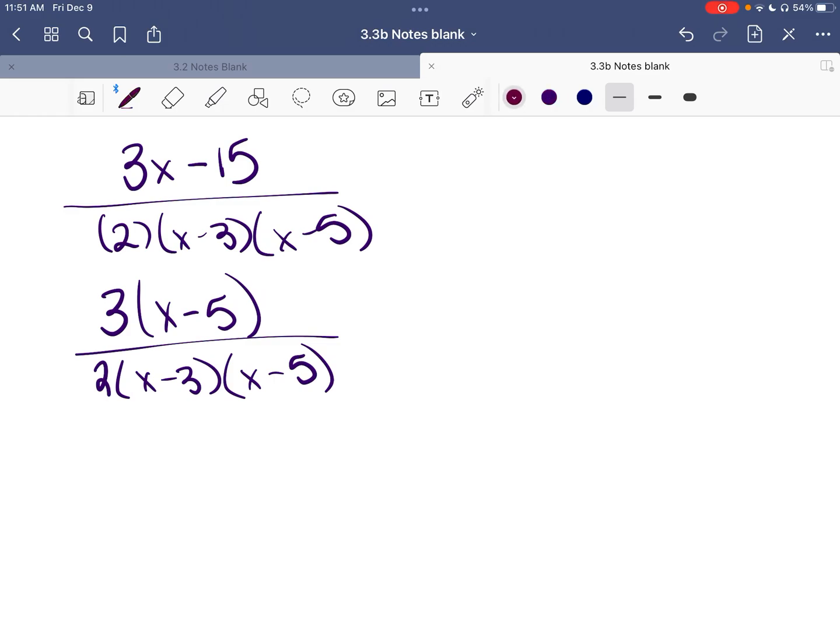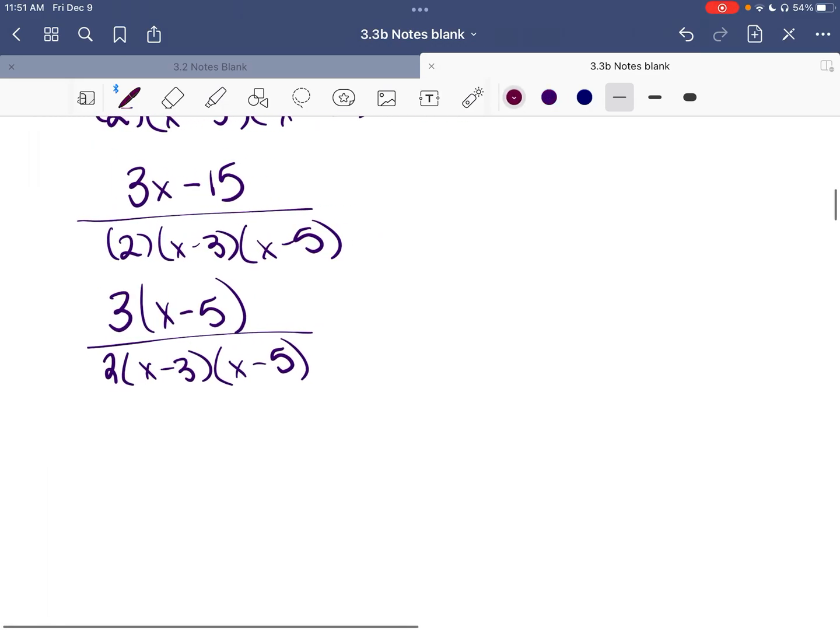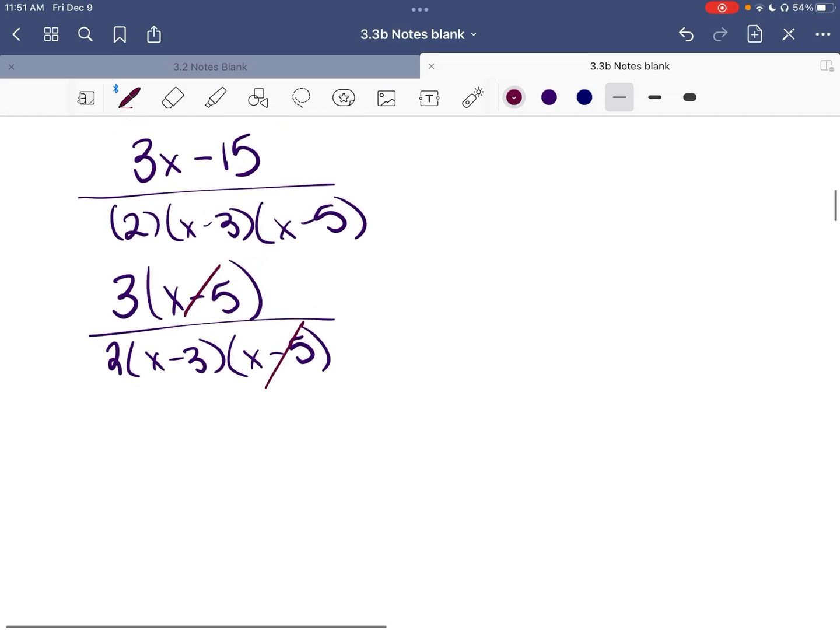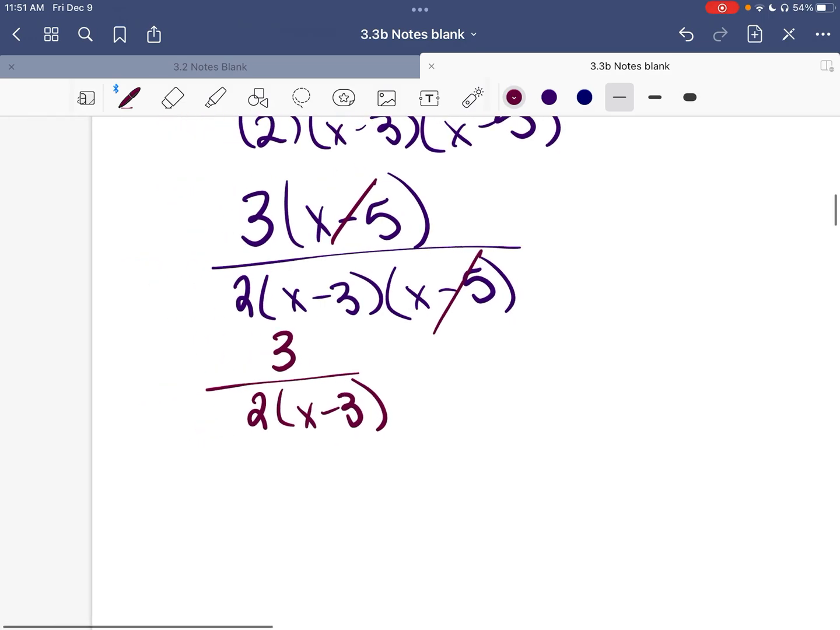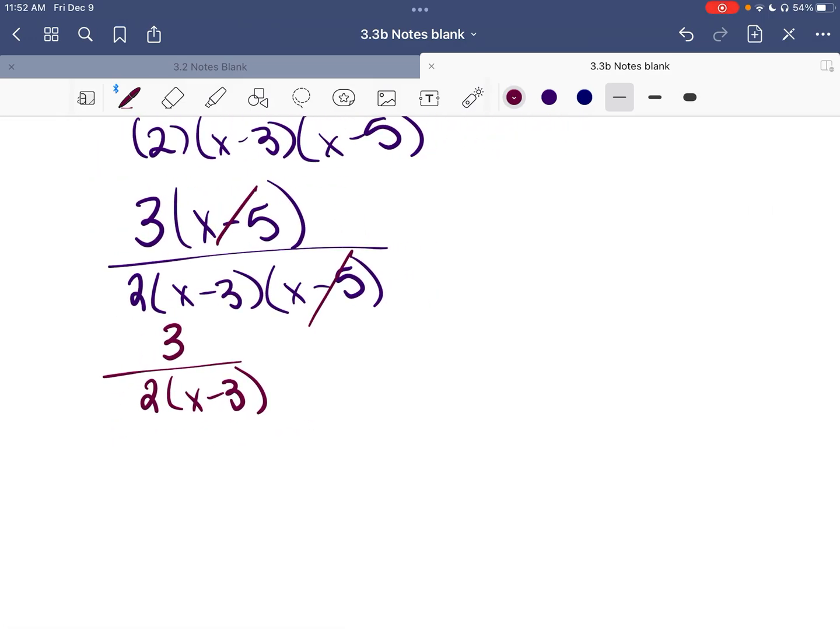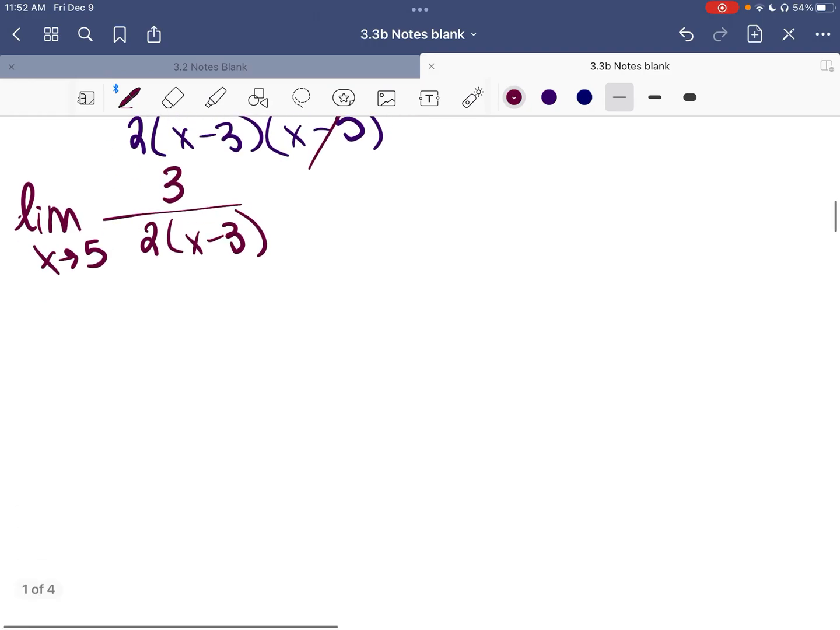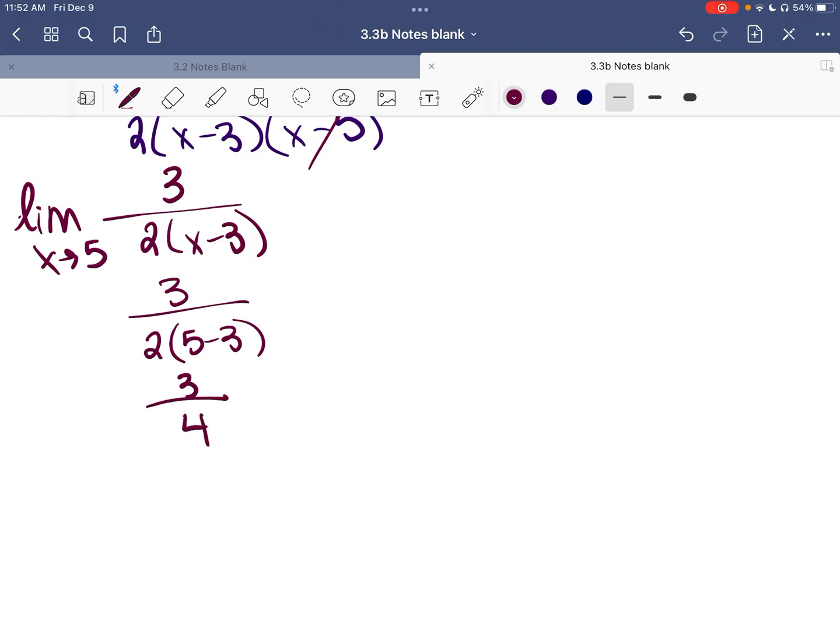Well, huzzah, our goal was to find a common factor, and we did. So those cancel out. We are left with 3 over 2 times x minus 3. And now that we've gotten rid of our common factor, we can do our direct substitution. So the limit as x approaches 5, because remember, this common factor right here, if we plugged 5 into there, that's why we're getting 0. So 3 over 2 times 5 minus 3, 3 over 2 times 2, which is 3 over 4.